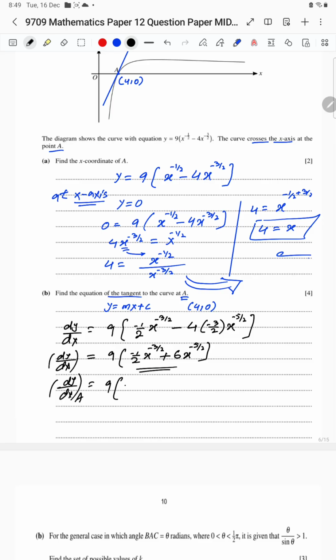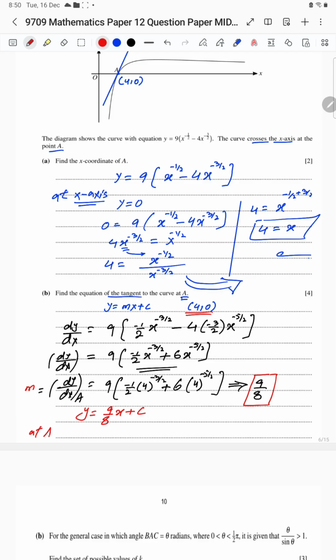So 9 times minus 1/2 times 4 power minus 3/2 plus 6 times 4 power minus 5/2. Now use the calculator to do this calculation, it's better to go with that to minimize the error. We get 9 by 8. So my gradient is 9 by 8, and the point we know is (4, 0). So we have y equals 9/8 x plus c.